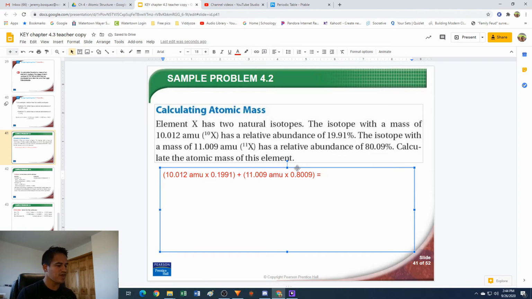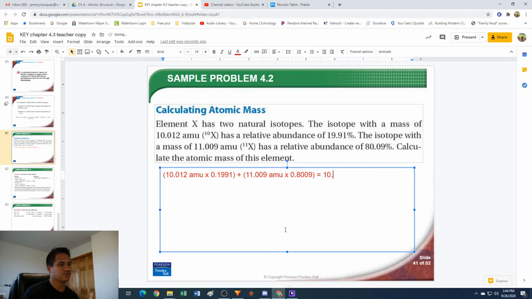So if we do this math out and add them together, we will get an average that is probably going to be closer to 11 than 10, because this one has about an 80% abundance and the other one's only 20%. So it has a bigger impact on the average overall. But let's do the math out here. I'm just going to use my phone as a calculator. All right, and I get, and I'm going to round, I guess, to 5 significant figures.